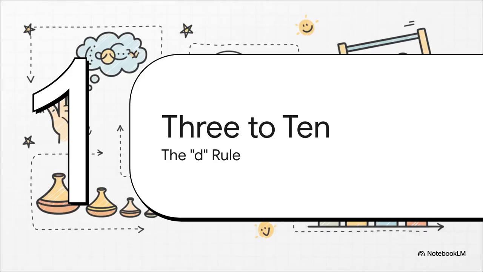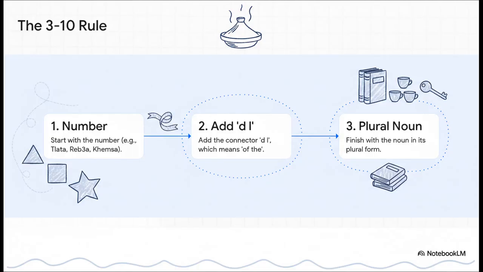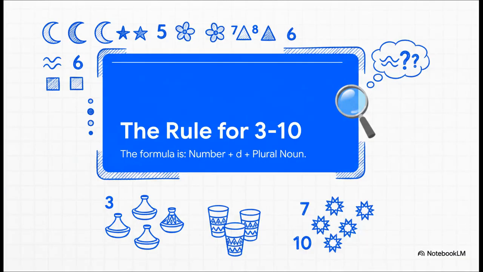Okay, now we get to the fun part. This is our first big, consistent pattern, and it covers all the numbers from 3 right up to 10. I call it the D rule, and you're about to see exactly why. Think of it like a super simple recipe with just 3 steps. Step 1, you say the number. Step 2, you add this little connector, de, which basically means of the. And step 3, you finish it off with the plural noun. So the formula you need to remember is this: number plus de plus the plural noun. That's it. This is your golden key for counting literally anything in that 3 to 10 range.